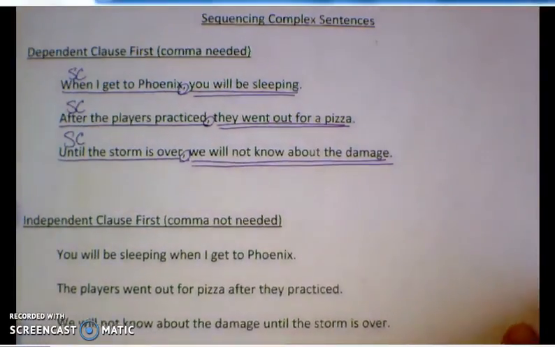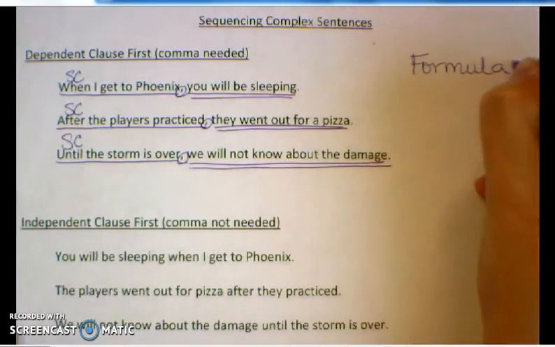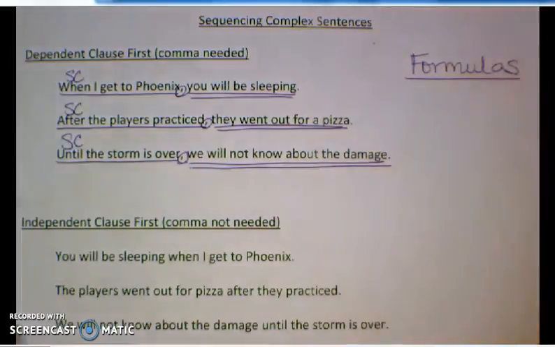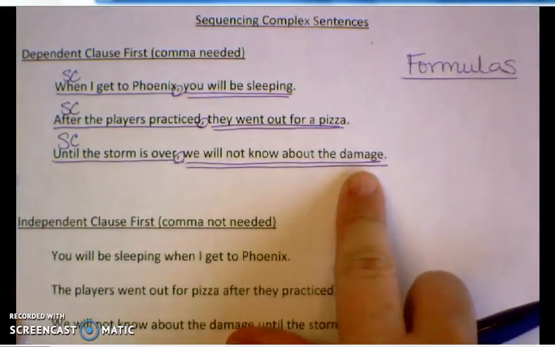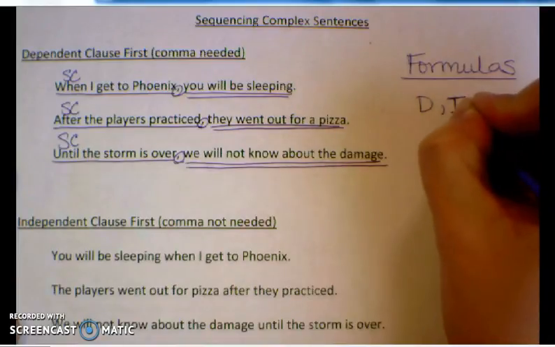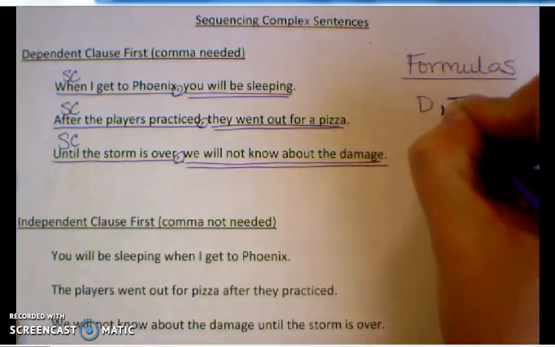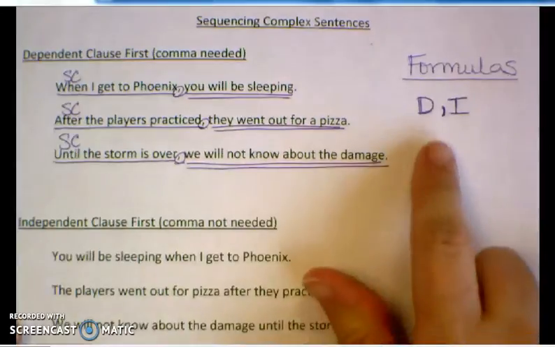So out to the side, let's list our formulas. These are our sentence formulas that you will need for your practice pages. So when we use the dependent clause first, the formula is D, comma, I. Dependent, comma, independent. That is the sentence formula. Do not forget that comma.